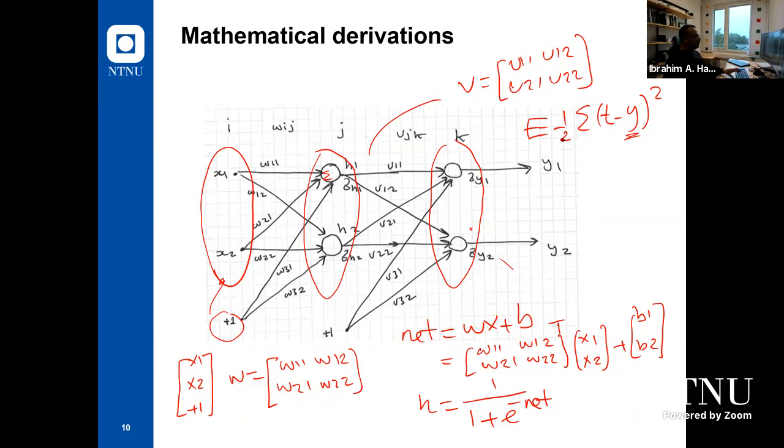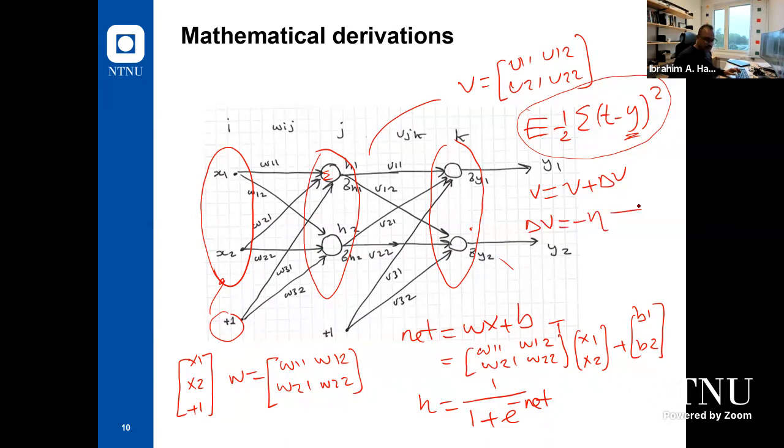Once you have this error value, I need to adjust first the weights of this layer. So first we need to adjust V11, V12, V21, V22, right? So to adjust V, we need to calculate delta V. So I will just write it like this: V equals V plus delta V. We know this from gradient descent. So what is delta V? Delta V equals minus eta multiplied by partial E by partial V. So simple, correct? So V equals V plus delta V, equals minus eta multiplied by partial E by partial V.